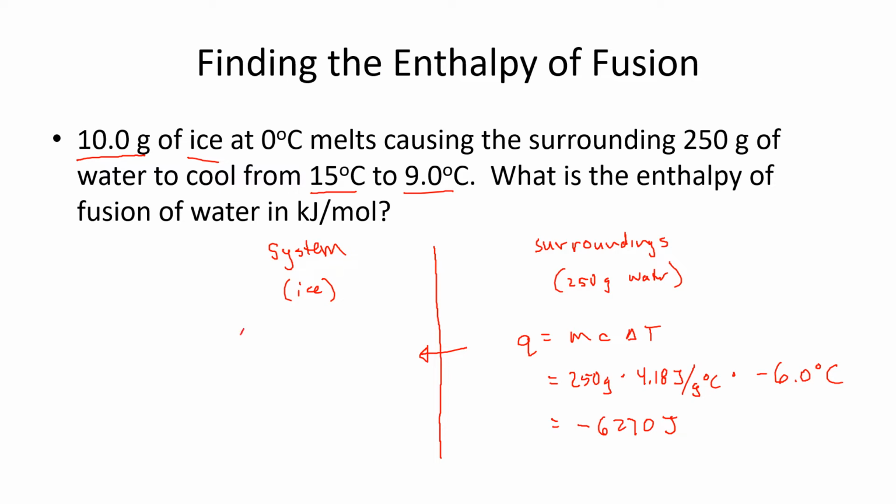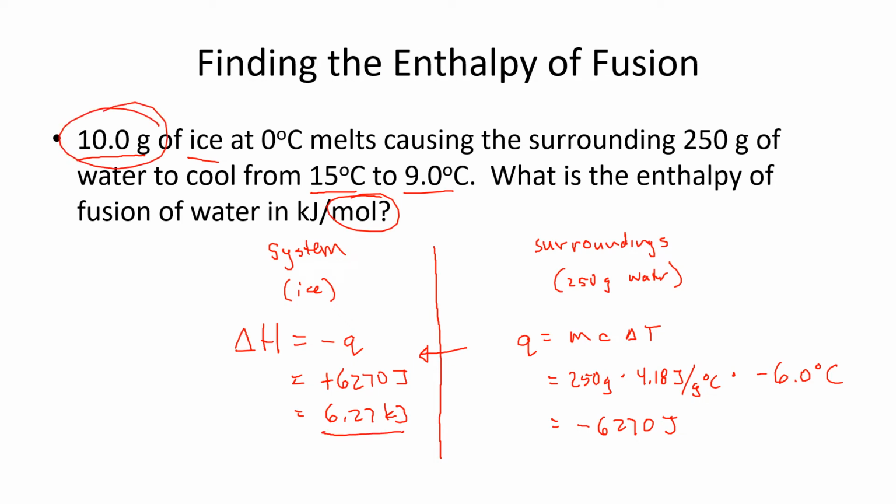Since the system is absorbing that energy, the delta H, the enthalpy change, is going to be the opposite sign of the heat change. So if the heat that left the surroundings is going to be absorbed by the system, it'll be the same amount but opposite sign. So delta H is going to equal positive 6,270 joules, or 6.27 kilojoules. And then we wanted it per mole, so we need to divide that by the number of moles.